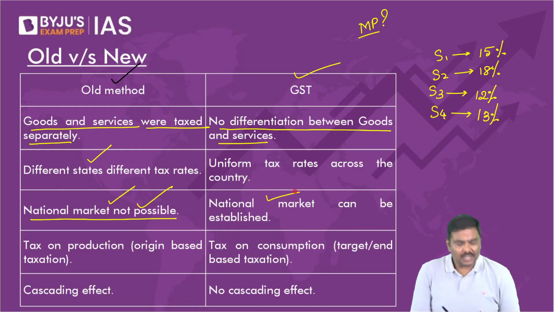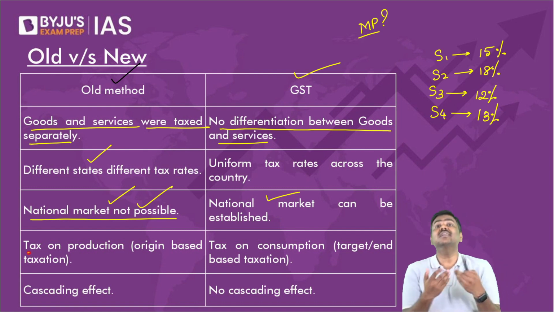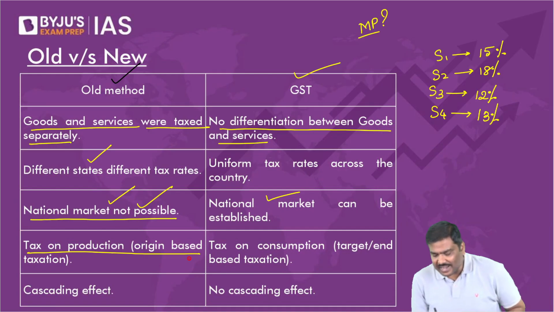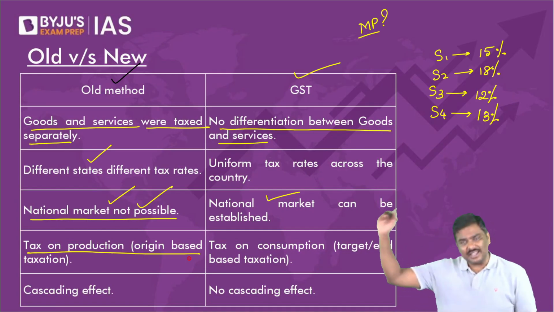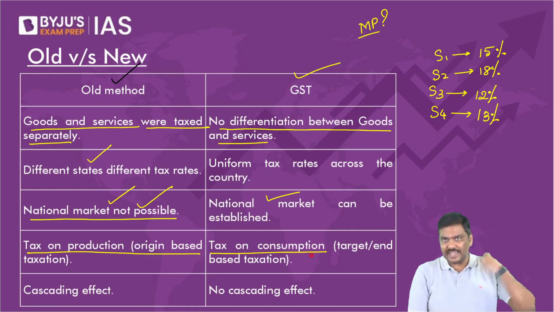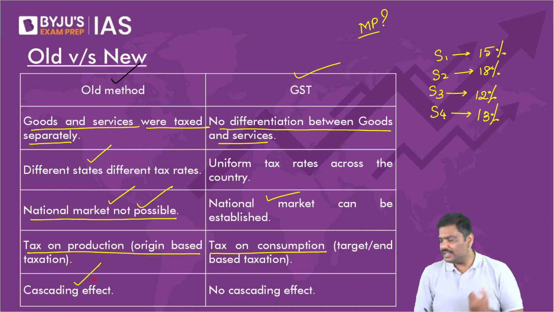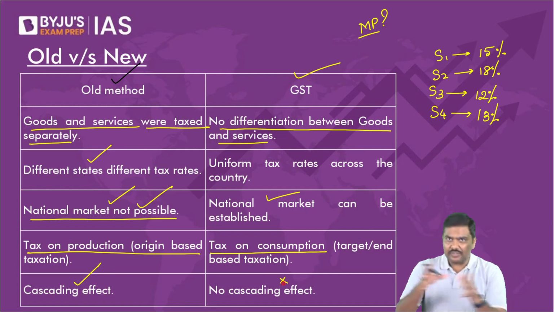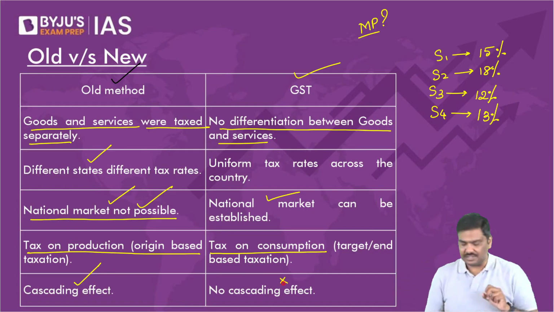Earlier, there was a tax on production, central sales tax, origin-based taxation. Now, it is a tax on consumption, that is a destination-based taxation. There was a cascading effect which was taking place earlier. Now, there is no cascading effect. This is how GST is different compared to earlier taxation systems.